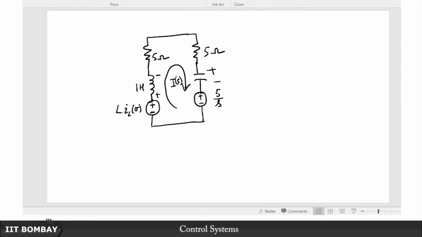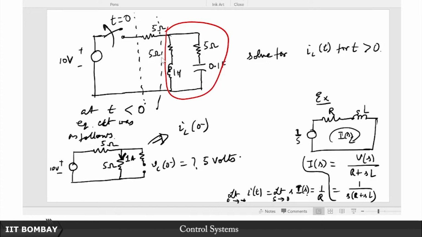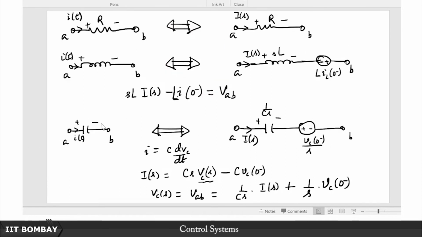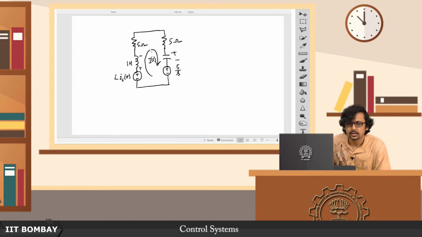And I do not have to bother about the sign here, because even prior to this switching, the polarity was exactly this. This was the positive terminal, this was the negative terminal of the capacitor. So the initial voltage had the same polarity as the voltage we have considered in convention with this flow of current. On the other hand, this, now the polarity has changed. So this we have to actually write as minus 1.